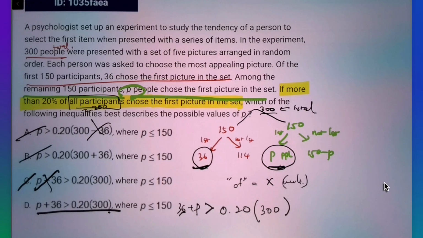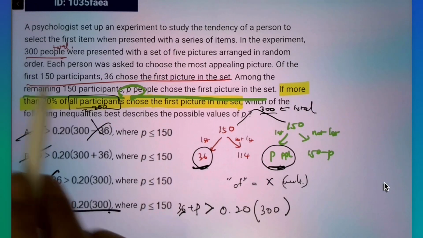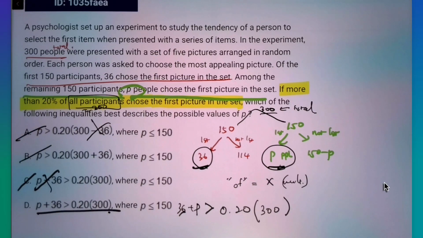And yes, you cannot have 150 or less than that, because we already said each group has 150, and if you go beyond that, that's illogical. So again, the correct answer is D.